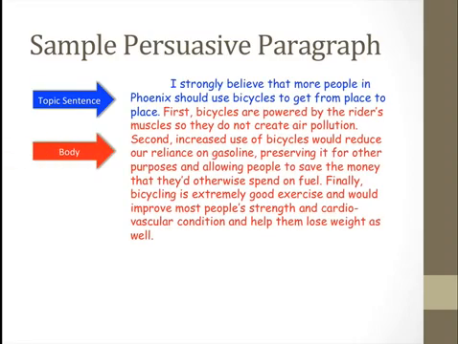Next, I want to get into the body. So here is where I get into my arguments that support, or actually the supports for my position. First, bicycles are powered by the rider's muscles, so they do not create air pollution. Second, increased use of bicycles would reduce our reliance on gasoline, preserving it for other purposes and allowing people to save money that they'd otherwise spend on fuel. Finally, bicycling is extremely good exercise and would improve most people's strength and cardiovascular condition and help them lose weight as well. All right, so you'll note I have my 3 supporting arguments there for my position. Note please that I use transition words: first, second, finally.